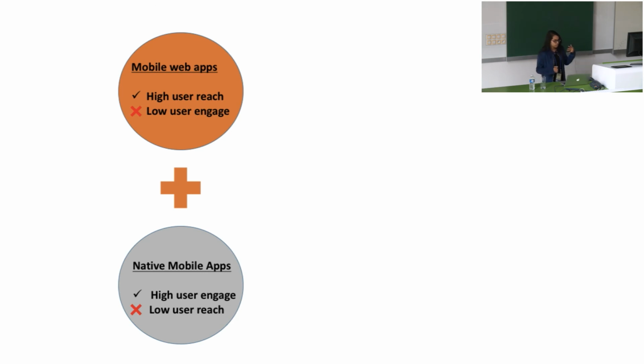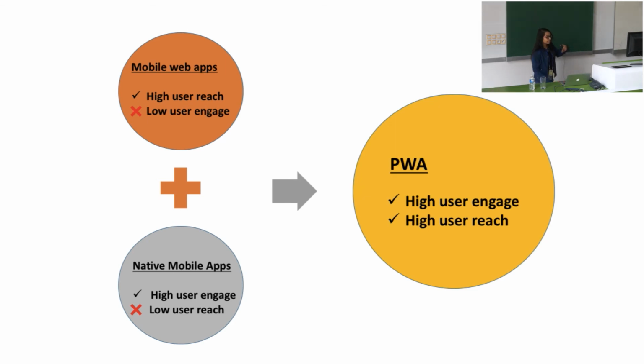We have the web applications where we have high user reach but low user engagement, and we have the native apps where we have high user engagement but low user reach. So what we get in progressive web apps is a combination of the merits of the two, and we get a higher user reach and a higher user engagement. So that's what progressive web apps help you achieve.